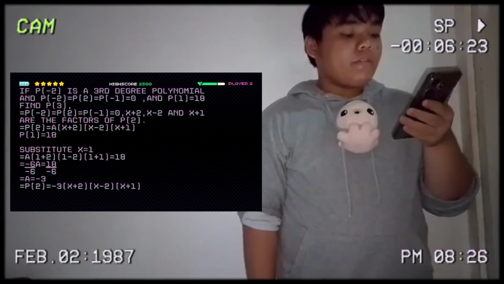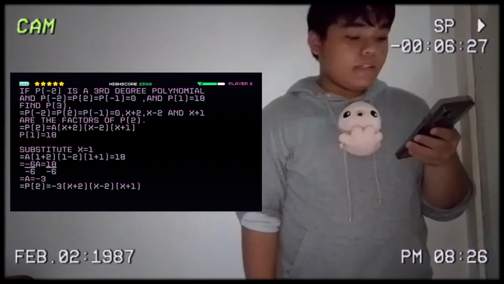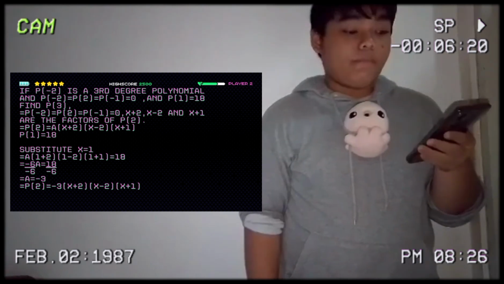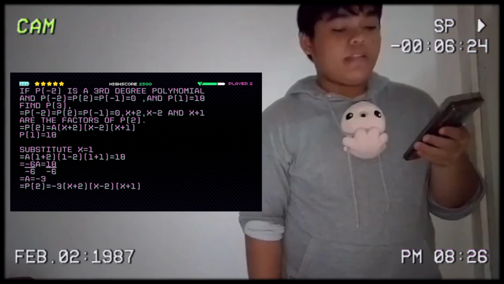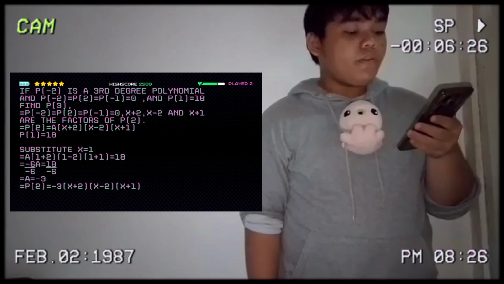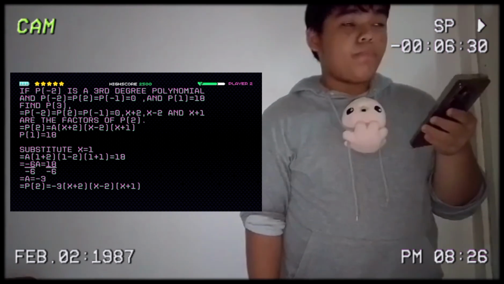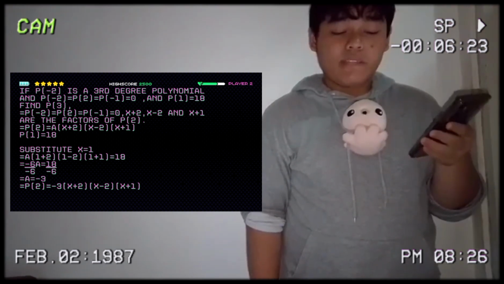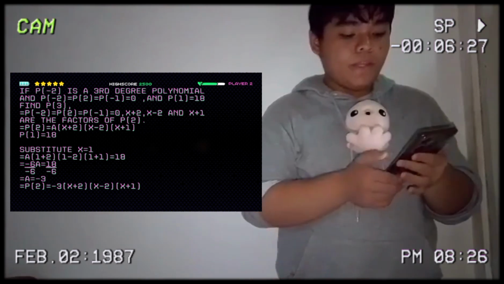So we are going to divide both sides by negative 6. So negative 6a divided by negative 6 is going to be positive a. And then 18 divided by negative 6 is negative 3. So the answer is p of x equals negative 3 times x plus 2 times x minus 2 times x plus 1. So we need to find p of 3.